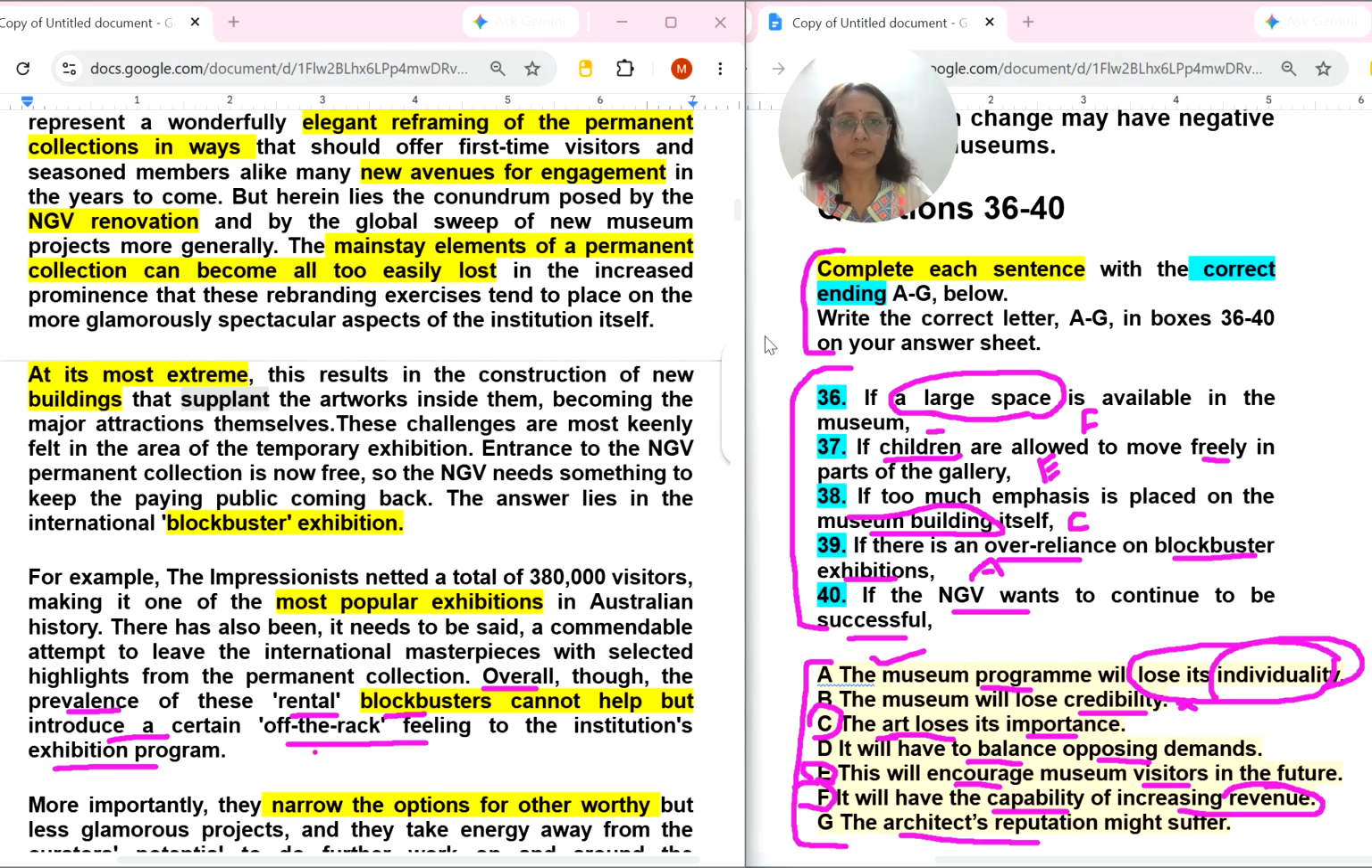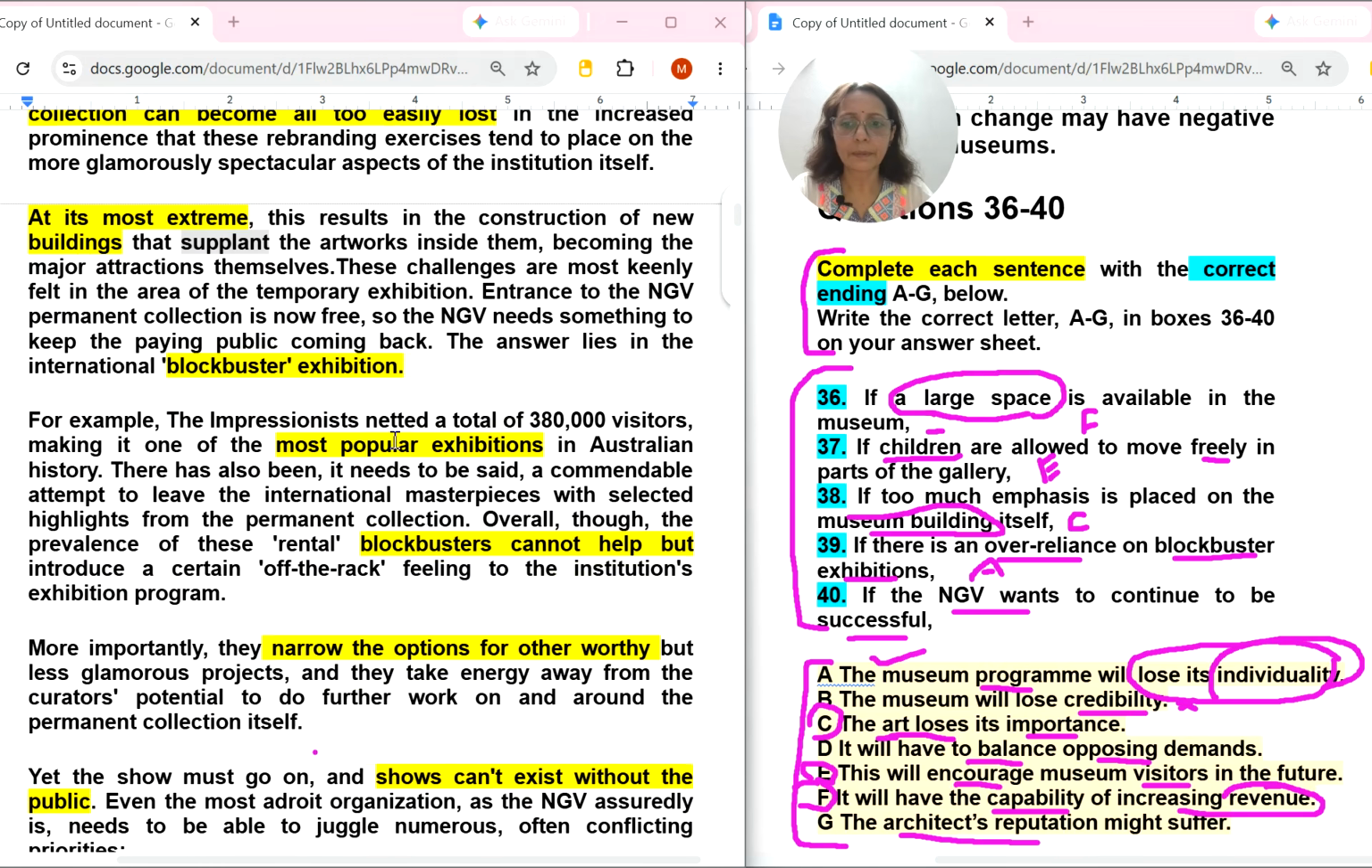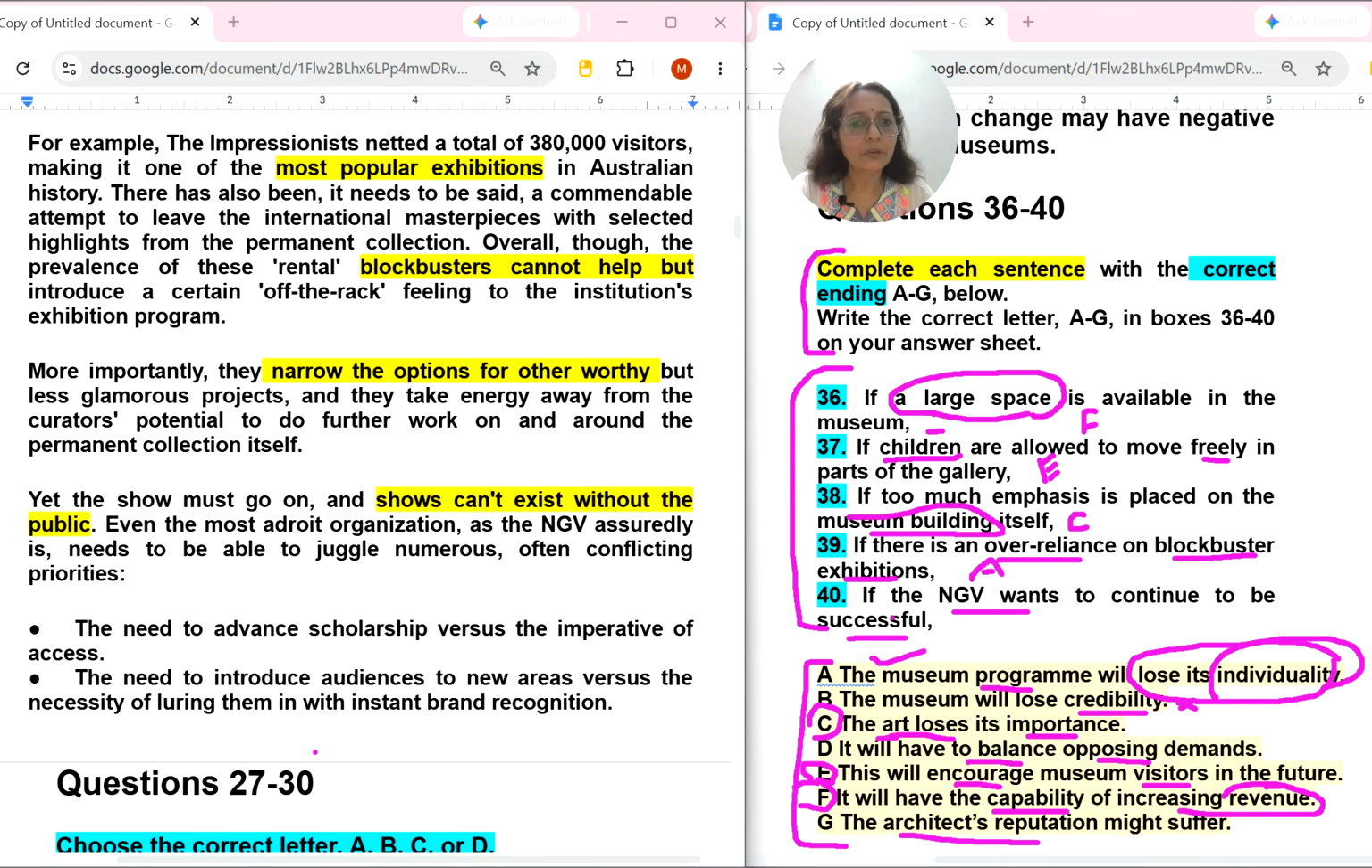So this paragraph is done. Let's move to the next paragraph. We were looking for: if the NGV wants to continue to be successful. More importantly, they narrow the options for other worthy but less glamorous projects, and they take energy away from the curator's potential to do further work on and around the permanent collection itself. Yet the show must go on. Shows can't exist without the public. Even the most adroit organization, NGV assuredly, needs to be able to juggle numerous, often conflicting priorities.